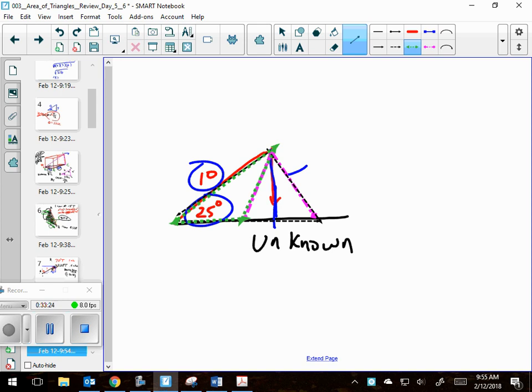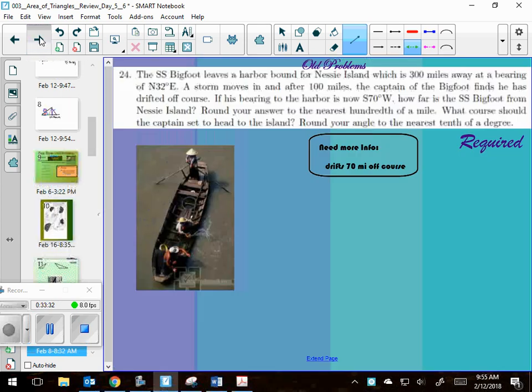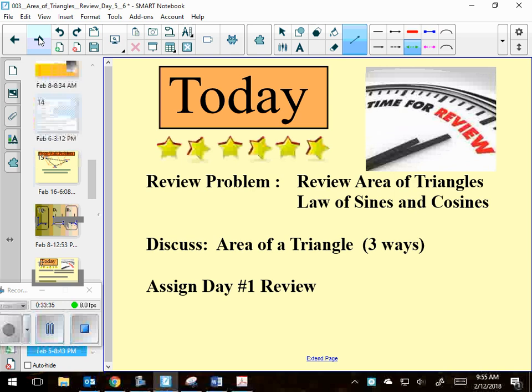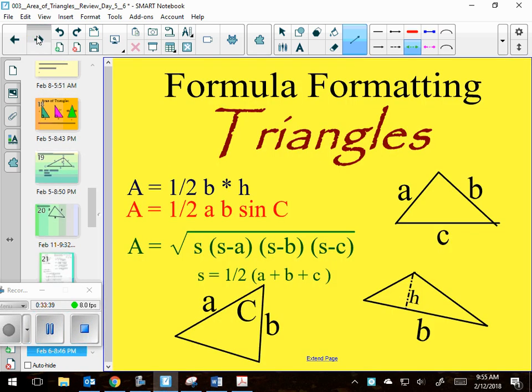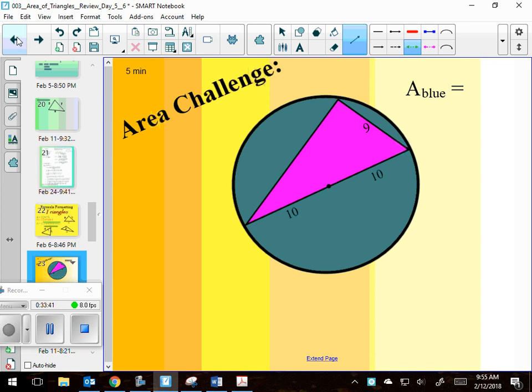There's one like that on tonight's homework. Pay especially good attention to it, and then we'll practice that tomorrow. All right, so for tonight's homework, here's what I want you to do. Find this one. This is a really good one. This is a good area question.